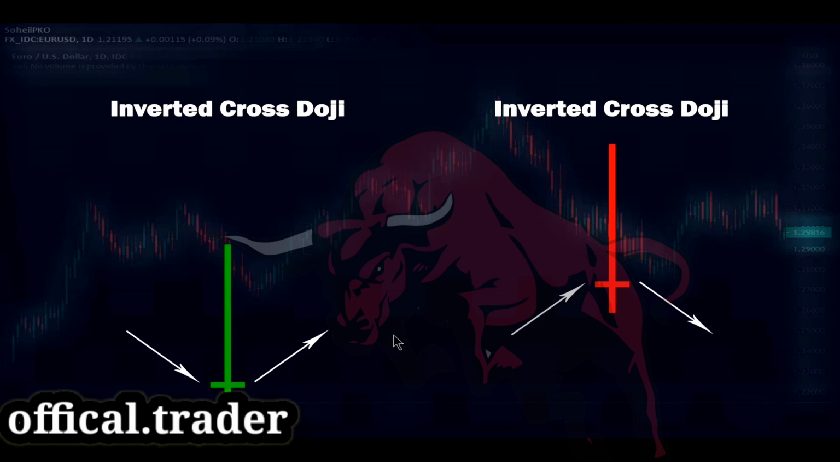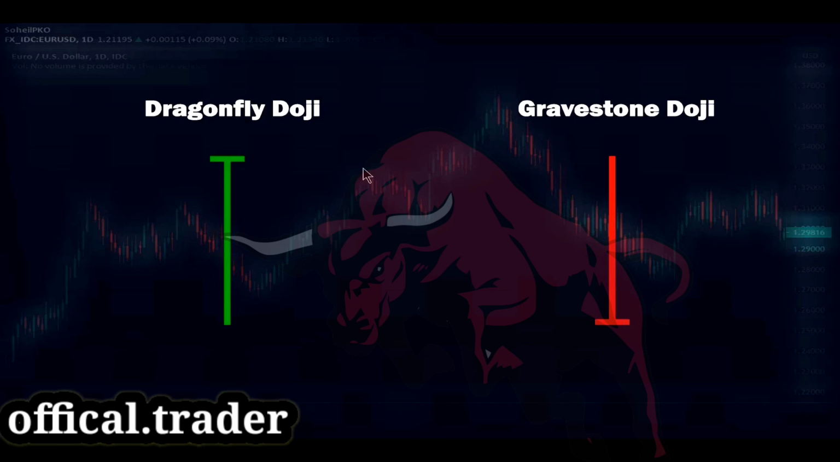Dragonfly doji and gravestone doji. Dragonfly doji is similar to cross doji, but here we don't have an upper shadow. Actually, the open, close, and high are equal, and gravestone doji is similar to inverted cross doji, but here we don't have a lower shadow, and the open, close, and low are equal. The interpretation, nature, and signals of dragonfly doji and gravestone doji are exactly similar to cross doji and inverted cross doji, so I don't repeat it here again. The only difference is that dragonfly doji and gravestone doji are more significant, and they are actually considered the ideal version of the cross doji and inverted cross doji.